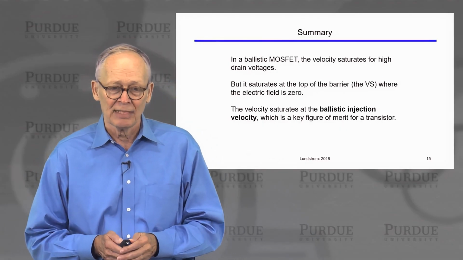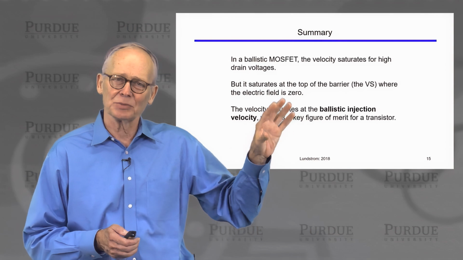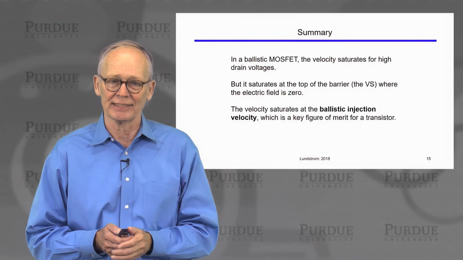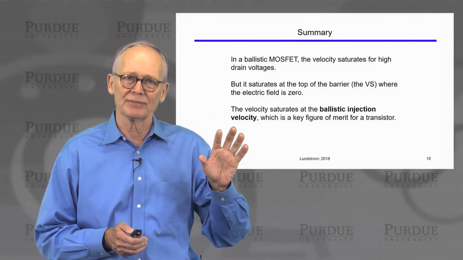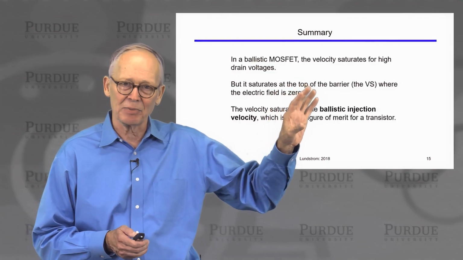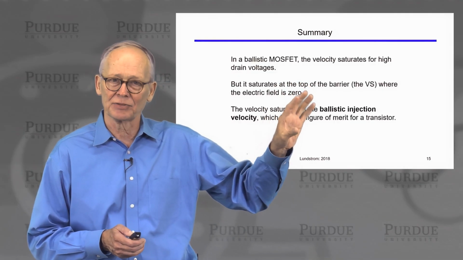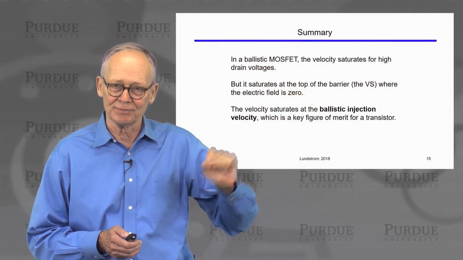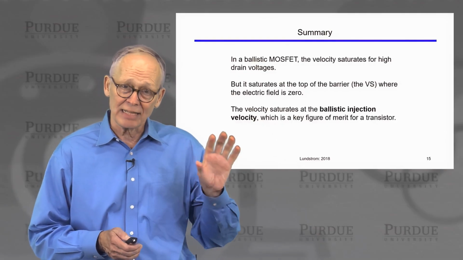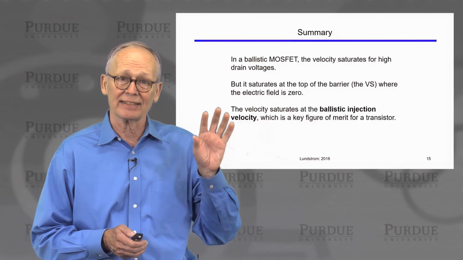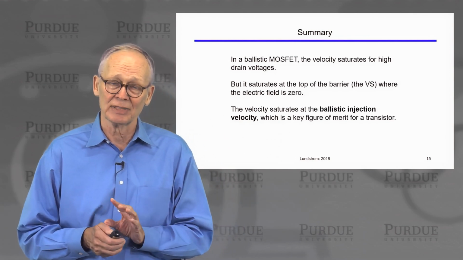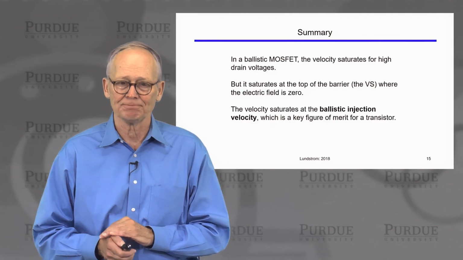So let's wrap up. We've seen that in a ballistic MOSFET, and this was a surprise when people first started thinking about ballistic MOSFETs, the velocity still saturates. But it saturates for a completely different physical reason and at a completely different location. It saturates at the top of the energy barrier between the source and the channel, at the virtual source where the electric field is 0. And it saturates at a value we call the ballistic injection velocity. And that ballistic injection velocity is a key figure of merit for nanoscale transistors. You'd like it to be as high as possible to get the maximum current that you can get.